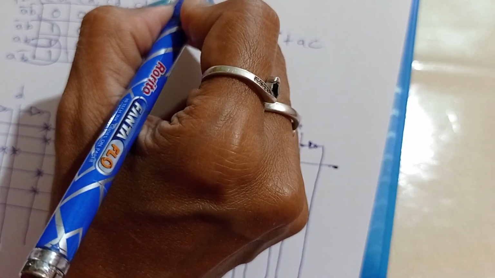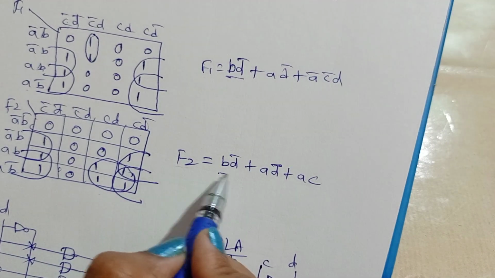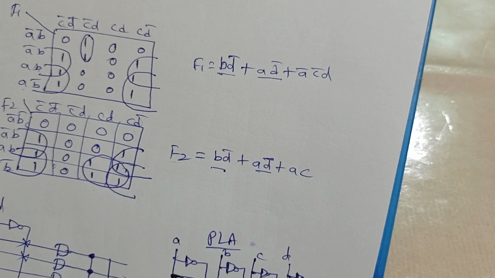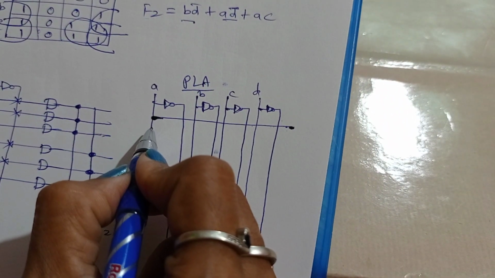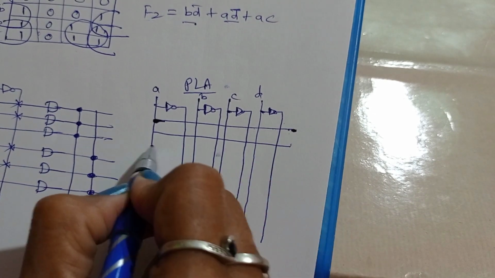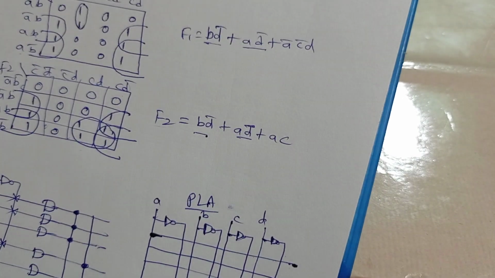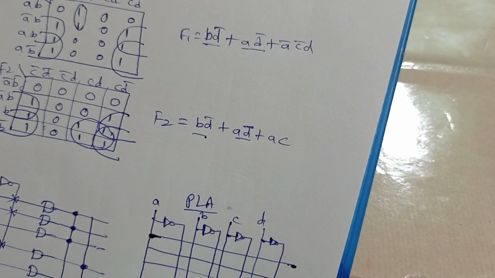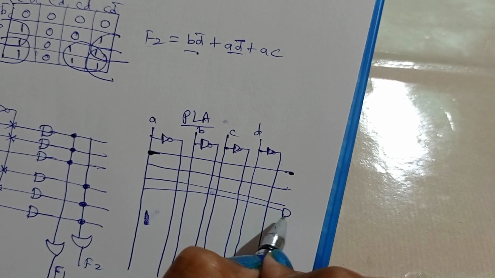See here, B D bar is repeated and A D bar is repeated. So, no need to draw the two connections. If you draw only one, it is enough. And the remaining two we can take separately, that is A bar C bar D and A C. For this, we need only 4 connections.